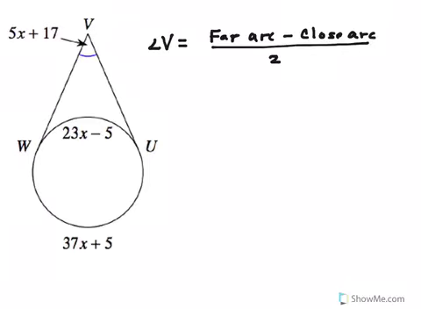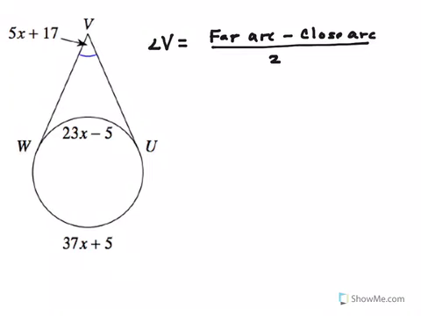Here we have a circle that is intersected by two tangents. Both tangents are extending from point V. So we already have talked about how the tangents, the lengths of the segment from V to W and V to U are equal, but here we're talking about the angle.